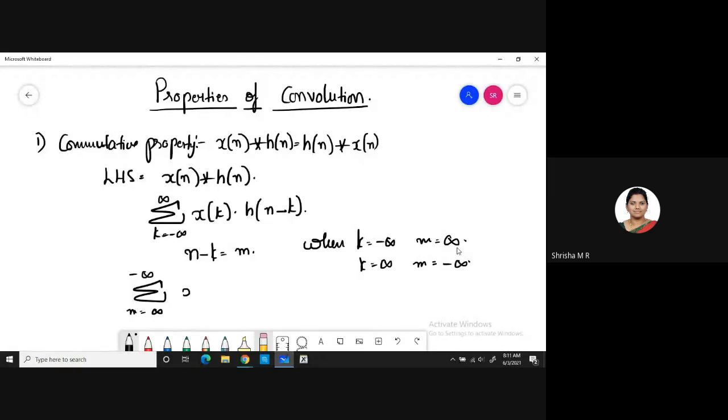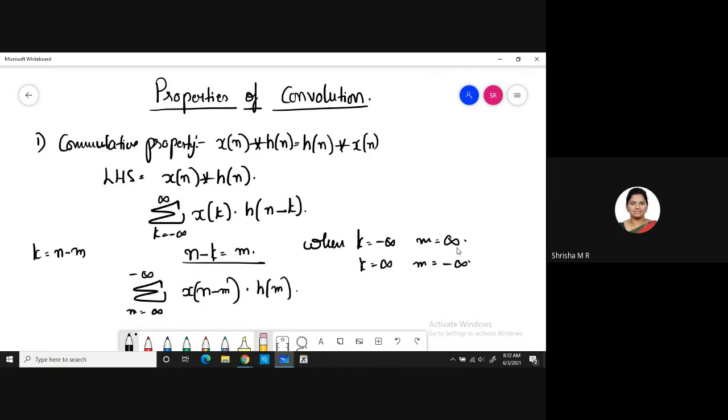Okay. X of what is k? N minus k is equal to m. So k is equal to n minus m. Correct? N minus k is equal to m, so what is k? K is n minus m. So in place of k, I'll replace n minus m into h of m.